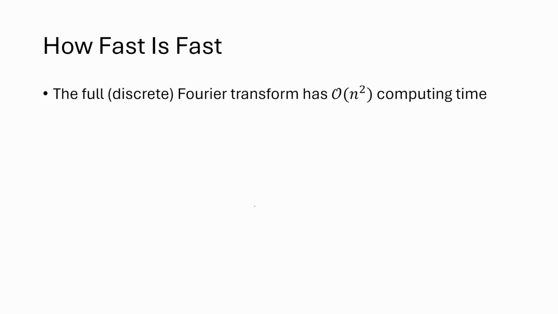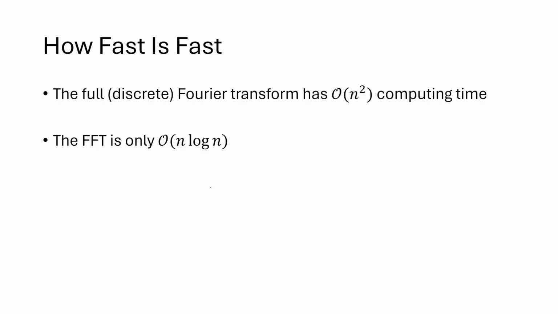How fast is it? Well, when you do the full discrete Fourier transform, if you just apply the whole matrix, this would take order of n squared computing time because you have an n by n matrix. And so this is the usual behavior that we see for square matrices. But when you realize that you don't have to do all of those multiplications, you can avoid some of them, then the result that you get is that the FFT scales as n times log of n, where again, n is the length of your data vector.